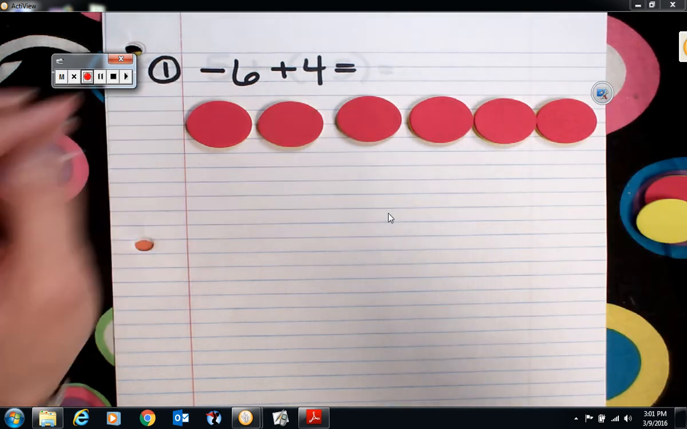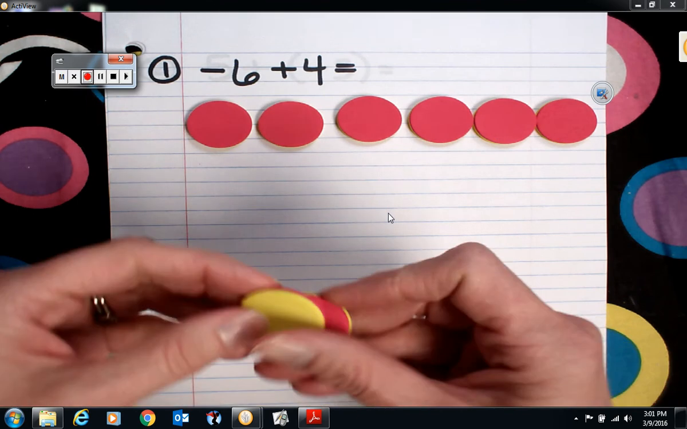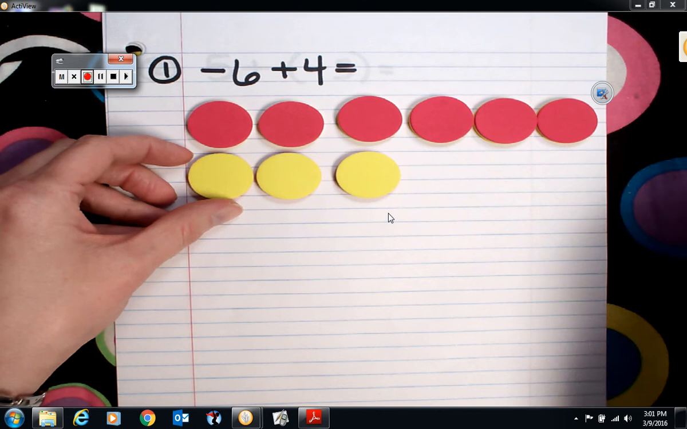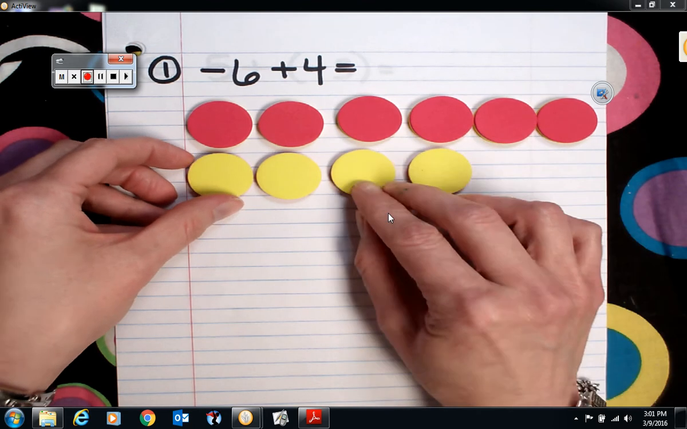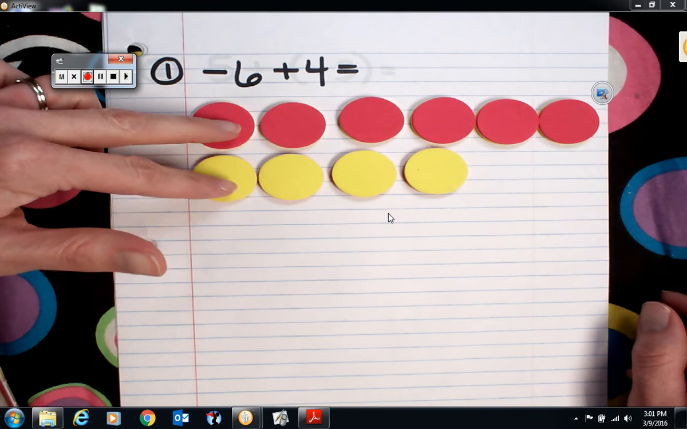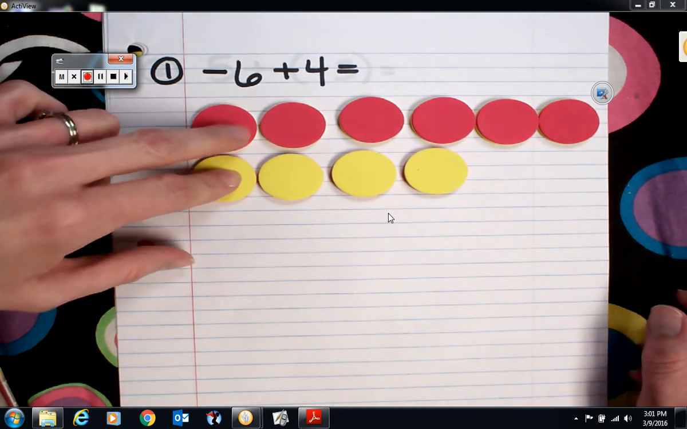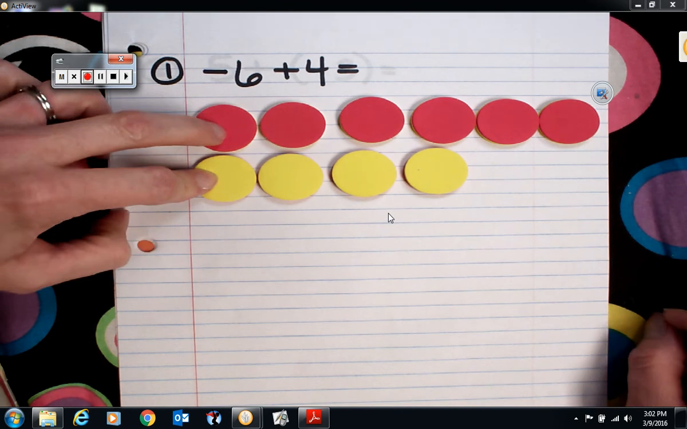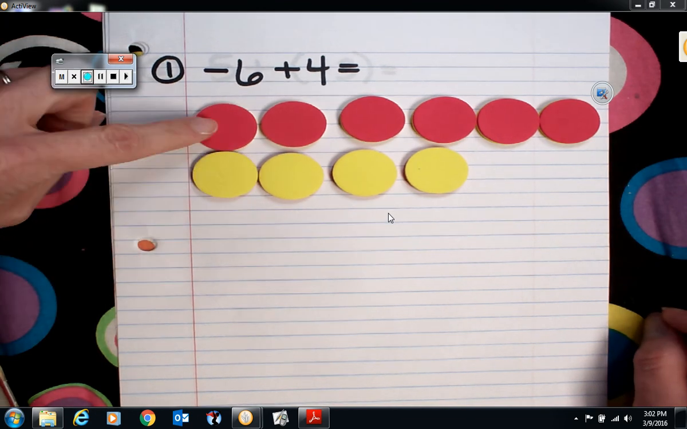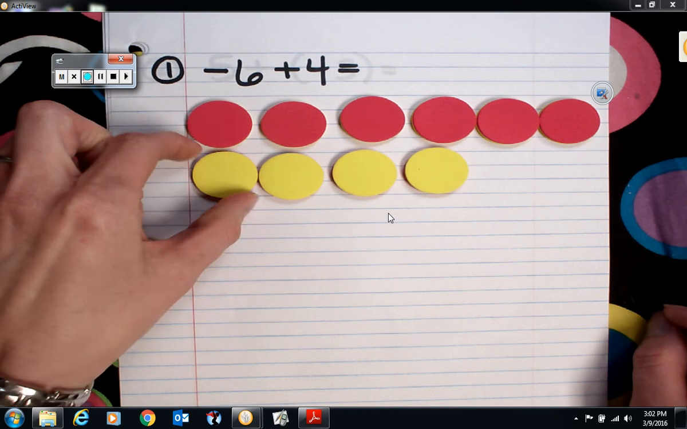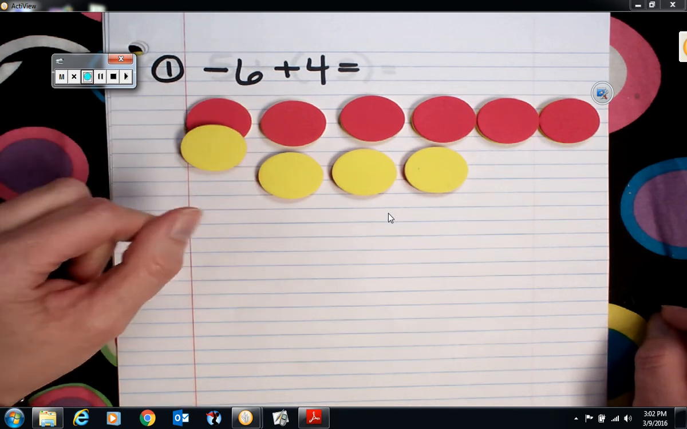And then I want to add to that a +4. So I'm going to set out 4 yellow counters to each represent a +1, altogether a +4. And then if you notice, I have a red and a yellow. So this is the same thing as +1, -1. So if I start at 0 on the number line and I add 1 and then I subtract 1, I end right back at 0. So therefore, +1, -1 together, we call that a 0 pair.